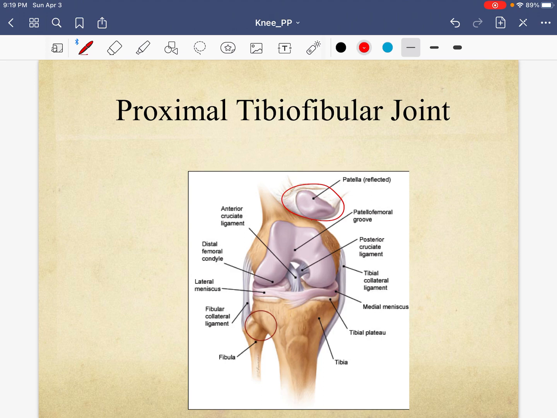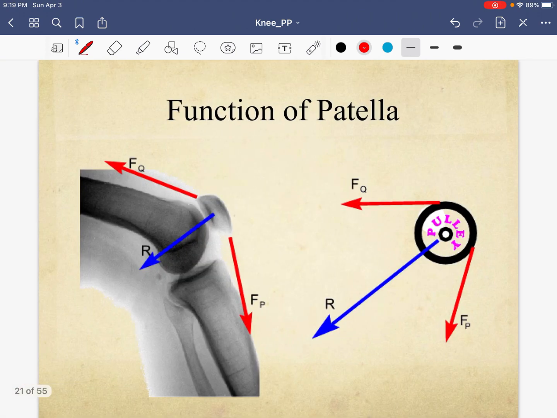It does increase the area of contact between the patellar tendon and the femur. I'm not going to worry about that one as much. Let's focus on letters A and C. So C is it gives some protection. Just the fact of having that patella there gives you some protection. But another one is it increases the angle of pull of the quadriceps. And that's what this picture is trying to show you.